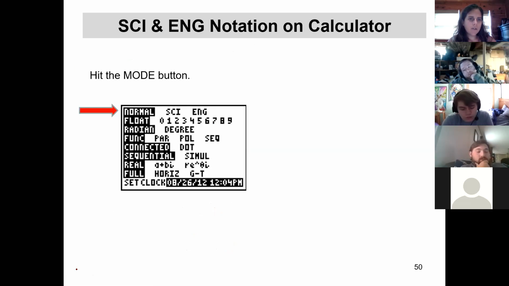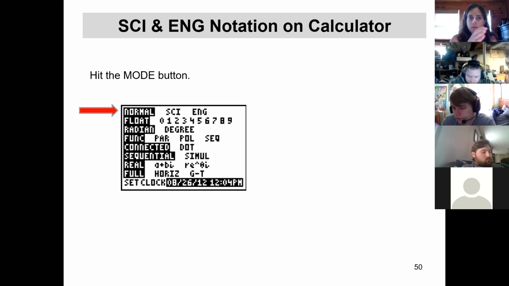Okay, so scientific and engineering notation on the calculator. If you have your graphing calculator near you, does everyone have a graphing calculator? When I say that, everyone's going to say yes. Does anyone not have a graphing calculator yet? Okay, so everyone seems to have one. Awesome. Did anyone borrow one from the library this semester? No? Okay.